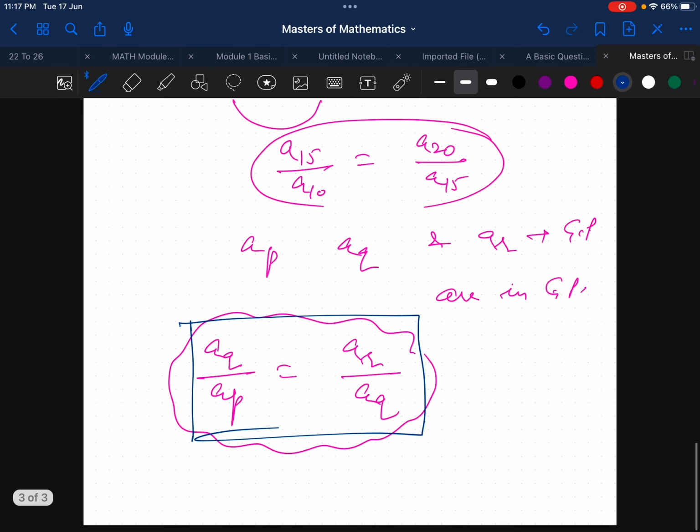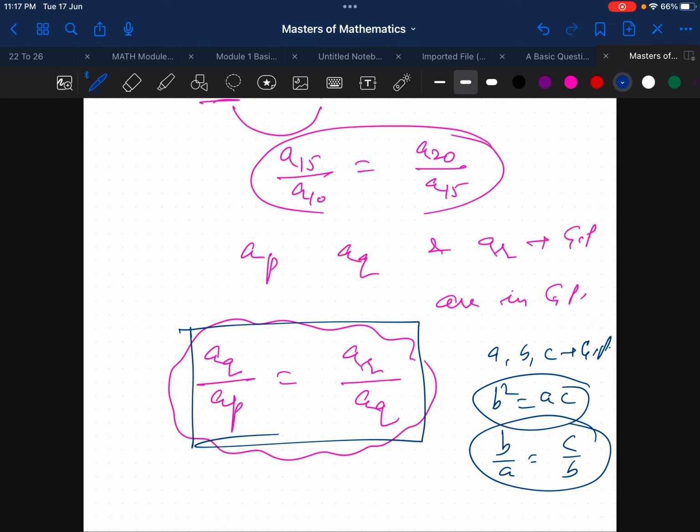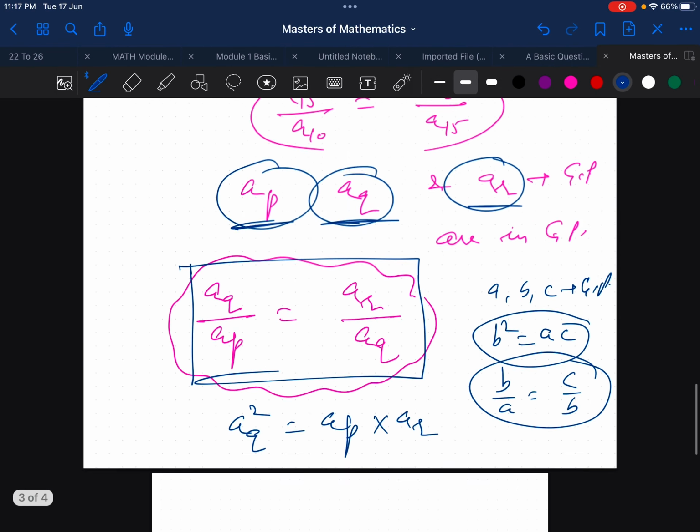I know that whenever three consecutive terms A, B, C are in GP, I can write B square equal to AC, or in other words B by A has to be equal to C by B. So I am writing that the Pth term, Qth term and Rth term of this GP are three terms of a GP. I need to prove, means AQ square equal to AP into AR. This is my target to prove.